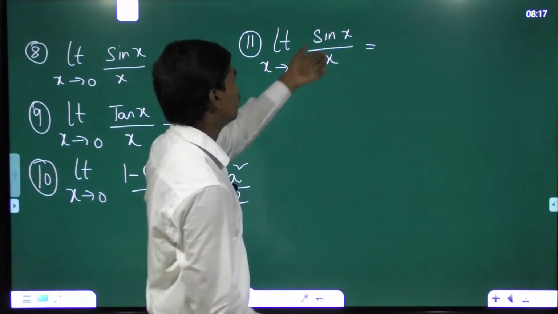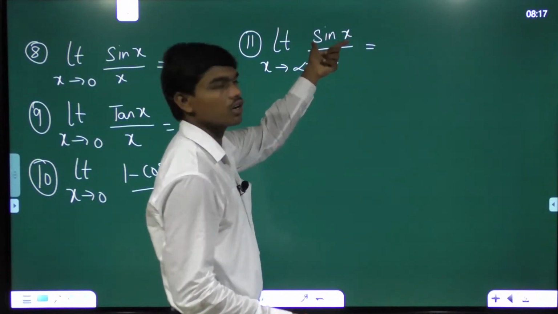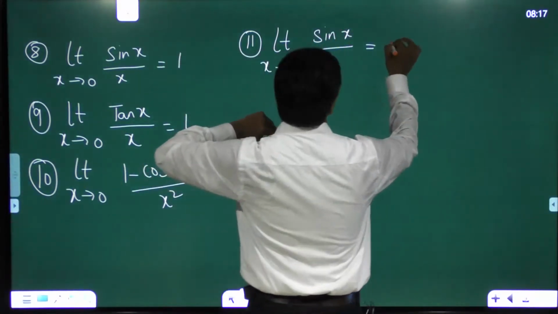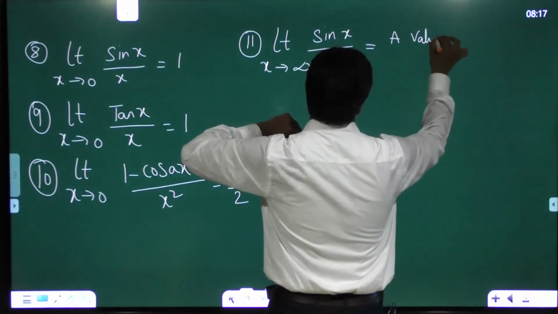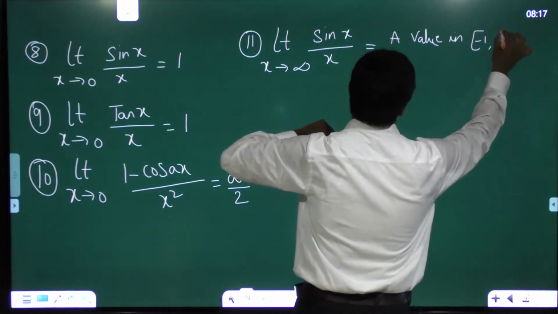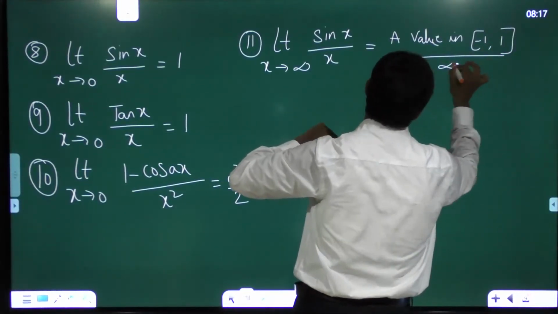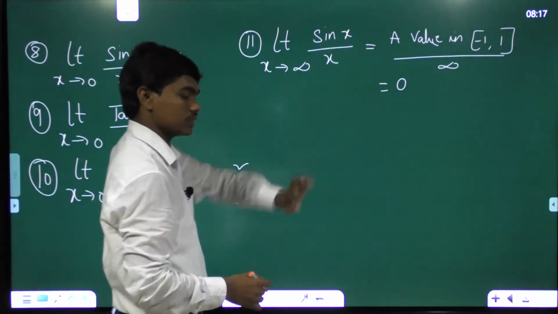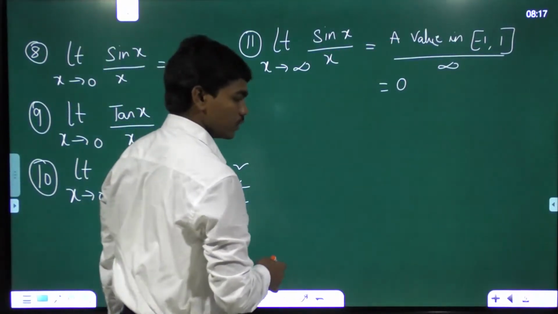Because if you see, whatever might be the value of x, this sin x is always a finite value between minus 1 and 1. Correct? Let me write here. A value in minus 1 to 1 divided by infinity. The answer is 0 because the numerator is a finite value. Yes, all of you are writing it correct. Pawan, Annapurna, Monica and all.